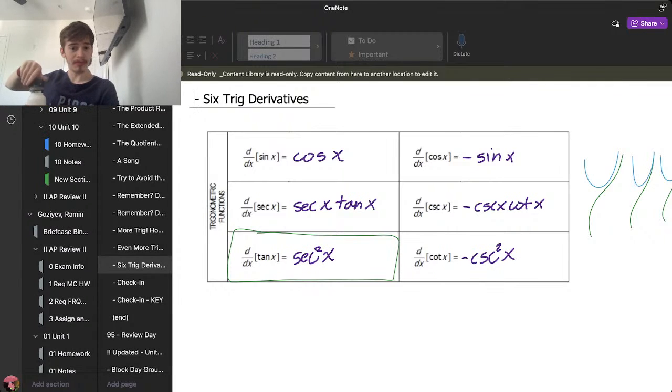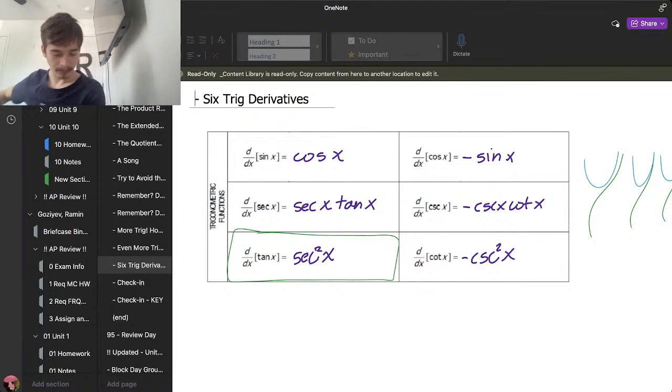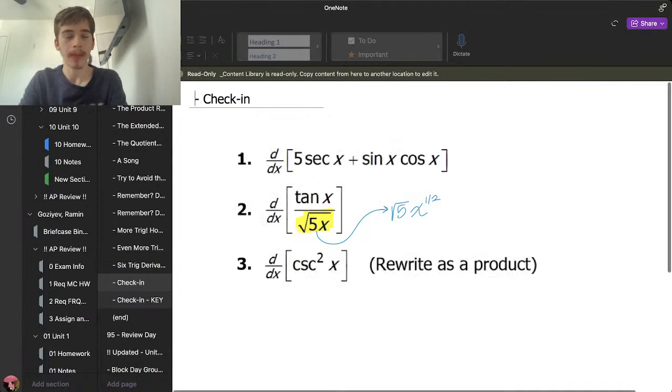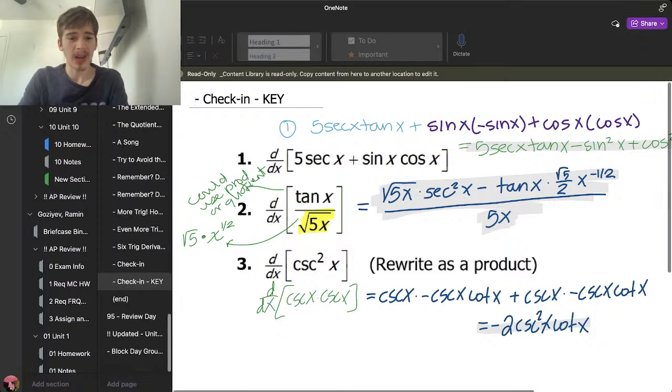They should be already memorized. Yo, what the heck is going on? It gets squeezed between tan of x and cosine of x. Probably. Not sure. Okay, yeah.